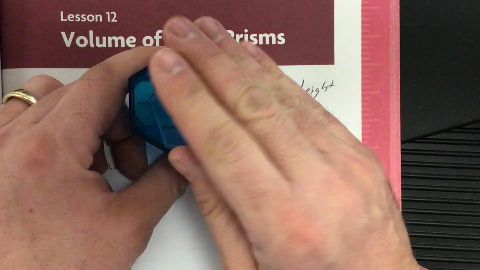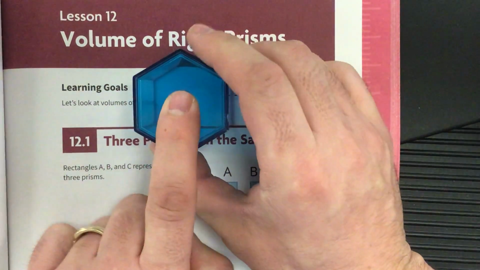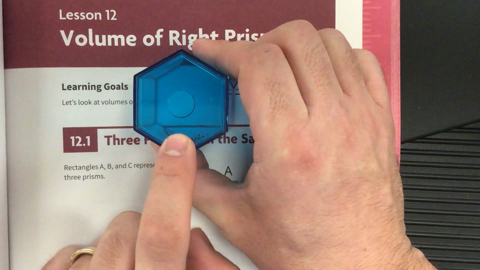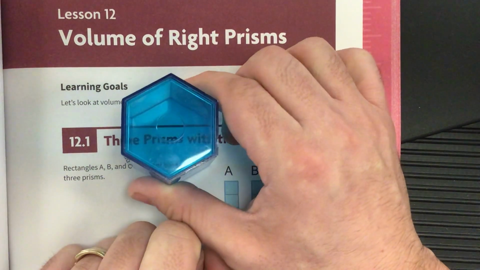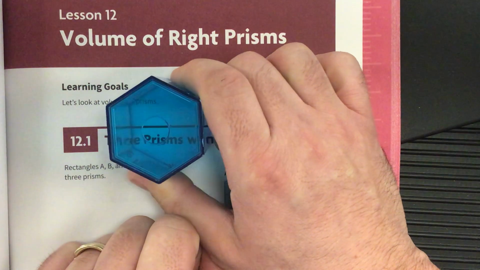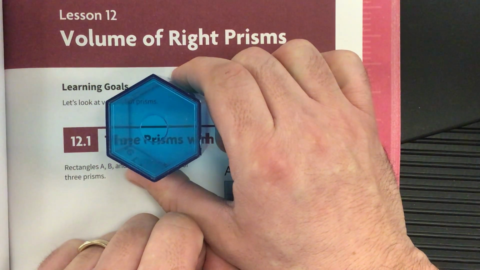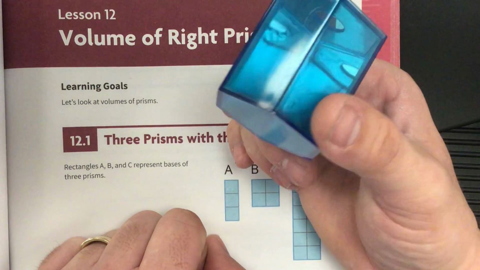So what kind of shape is this? It's named off of its base. So what kind of base is this? Hexagon, so it'll be a hexagonal prism is what this would be called. Hexagonal prism. Okay, let's look at another one.